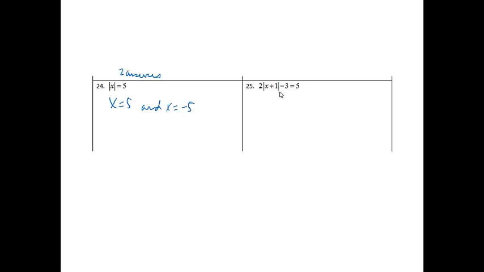All right, this next one, we are going to go ahead and solve. The first thing I want to do is to get rid of the minus 3, so I'm going to add 3 to both sides. So now I have 2 absolute value x plus 1 equals 8. The next thing that I want to do is to get rid of the 2, so I'll divide both sides by 2. So I'm going to get the absolute value of x plus 1 is equal to 4.